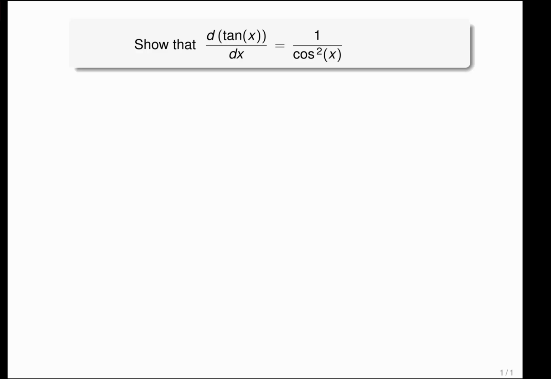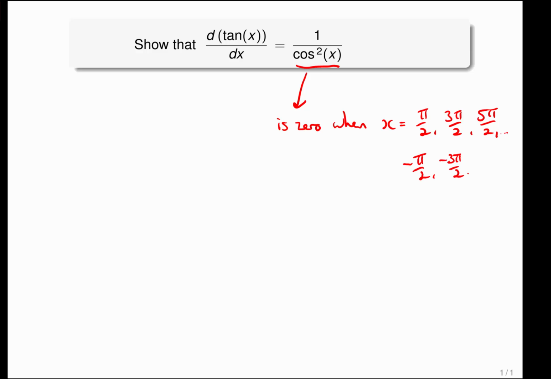Another quick observation, if I may. Notice that the derivative will not be defined whenever cosine x is 0. This occurs precisely when x is pi on 2, 3 pi on 2, 5 pi on 2, and so on, along with when x is negative pi on 2, negative 3 pi on 2, negative 5 pi on 2, and so on. That's because the graph of tan x has vertical asymptotes at those x values. You should revise the cosine and tan functions if you're a little rusty with these properties.